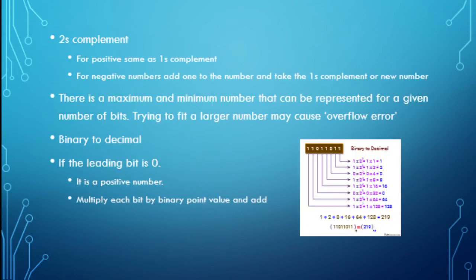Two's complement is very similar to one's complement. If it is a positive number, you follow the one's complement method. If it's a negative number, you add 1 to that number and then take the one's complement of the new number.